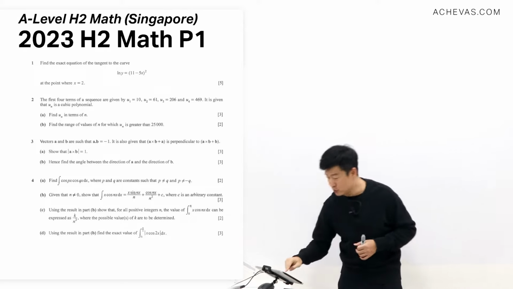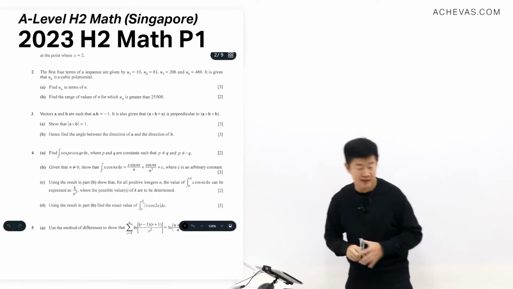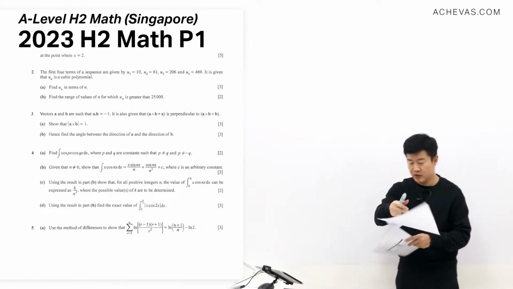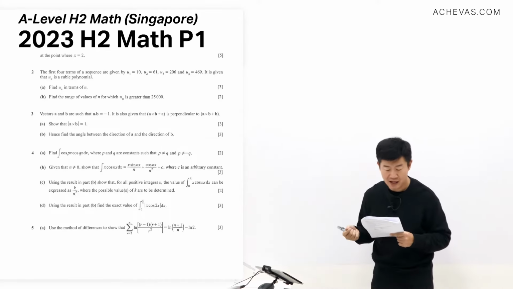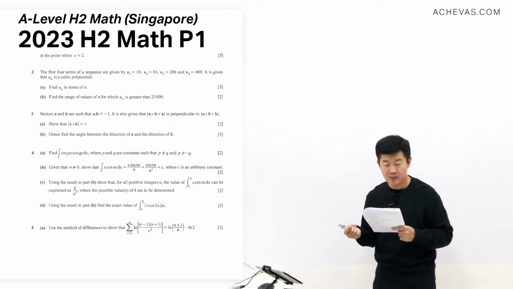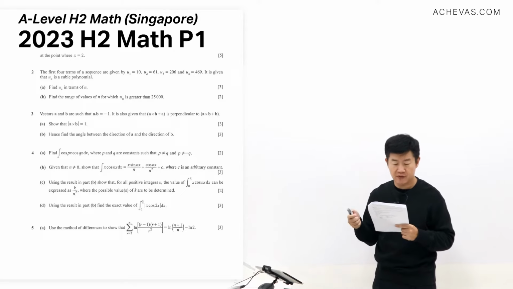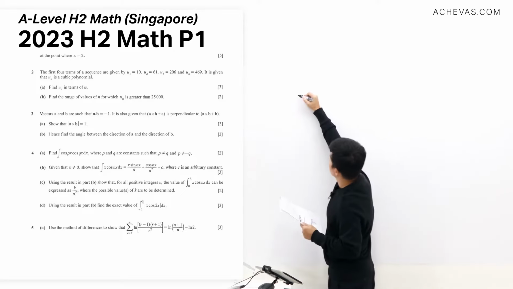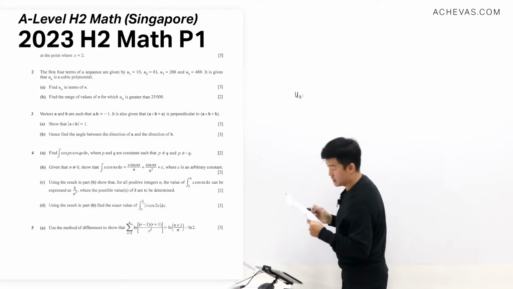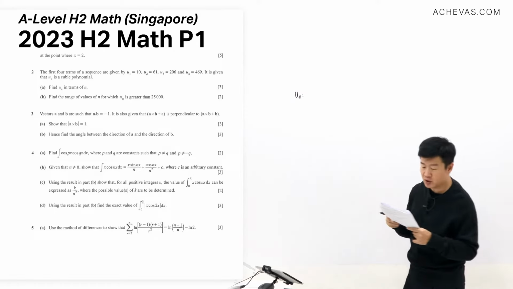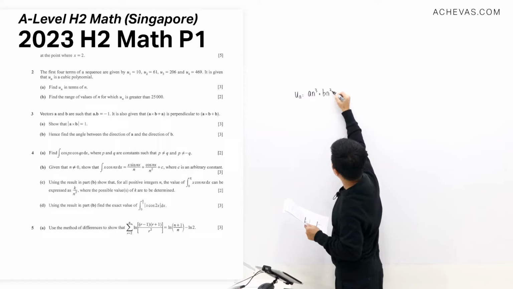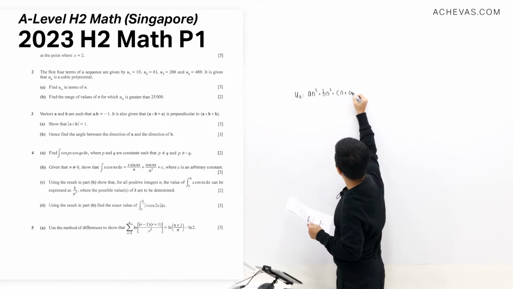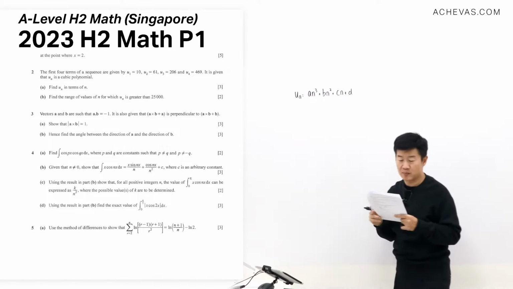And in question number 2, we have a series and sequence question. In question number 2, we have a term un, and this is in a cubic polynomial form in terms of n. So we are going to just write un, because according to the question, it is a cubic polynomial. So we will write this as an to the power of 3 plus bn squared plus cn plus d. This will be a cubic polynomial.